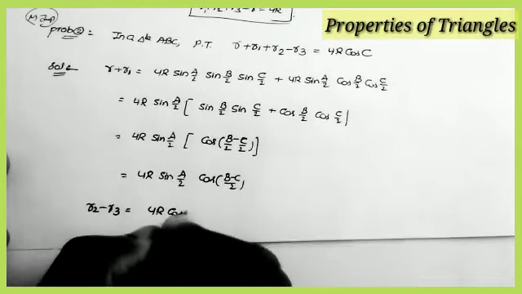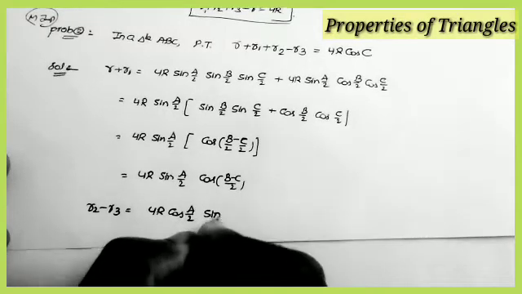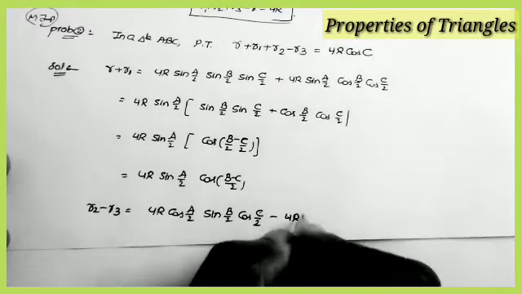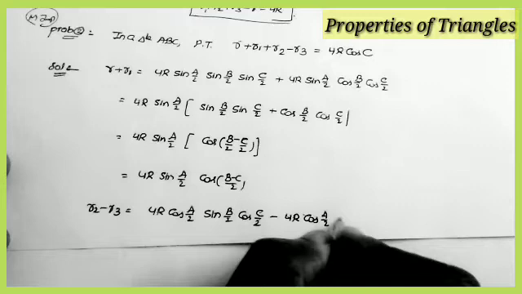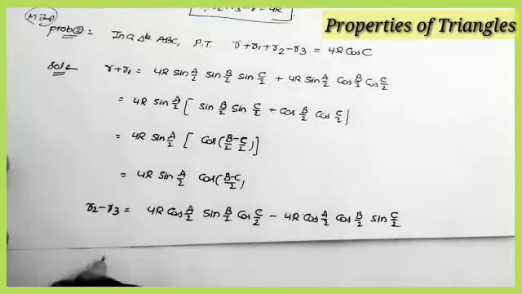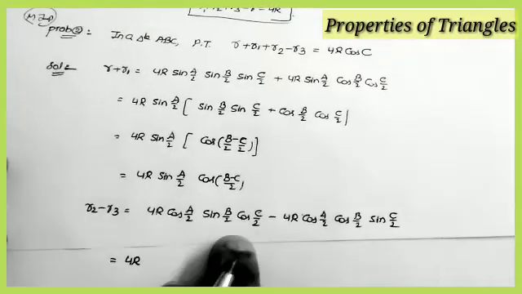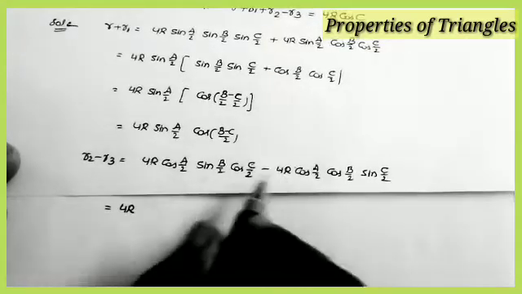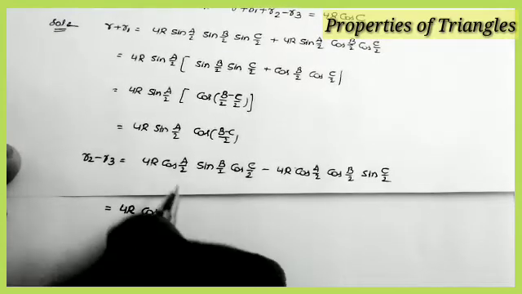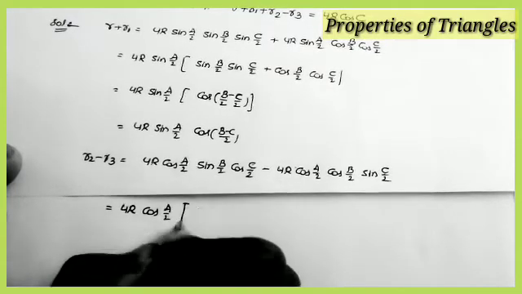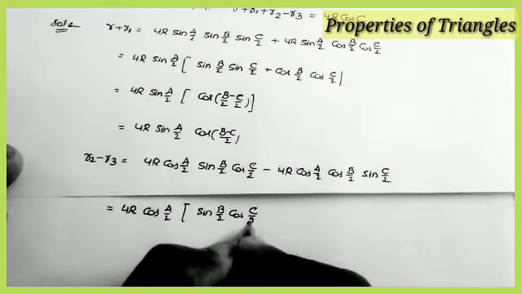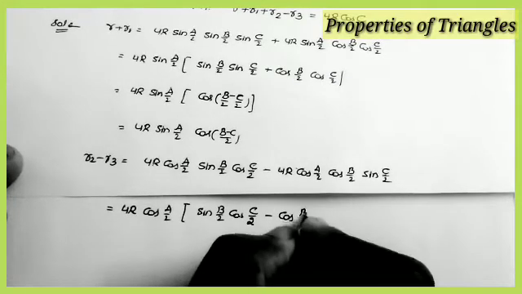Now replacing the values. What is the R2 formula? 4R cos A by 2 sin B by 2 cos C by 2. Minus, what is the R3 formula? 4R cos A by 2 cos B by 2 sin C by 2. Just replacing the formulas, this equals, taking the common terms, 4R cos A by 2. The remaining values are sin B by 2 cos C by 2 minus cos B by 2 sin C by 2.